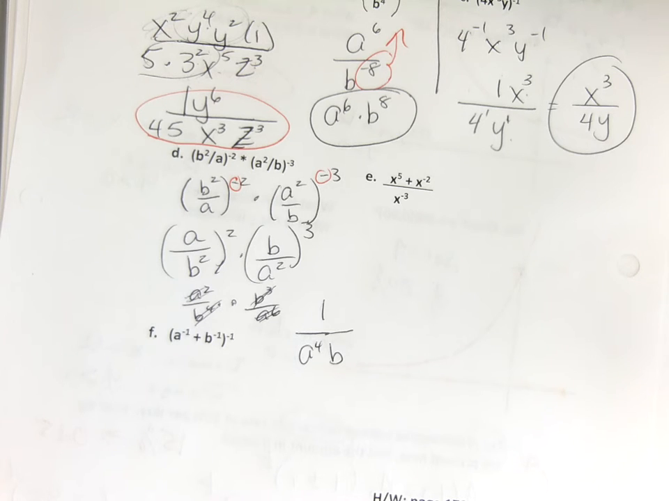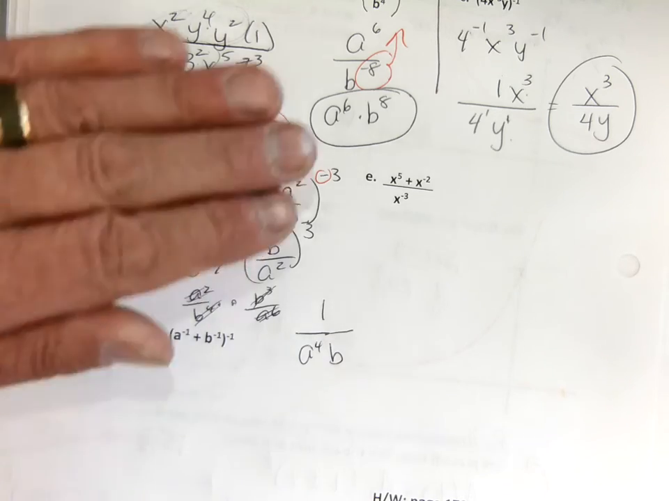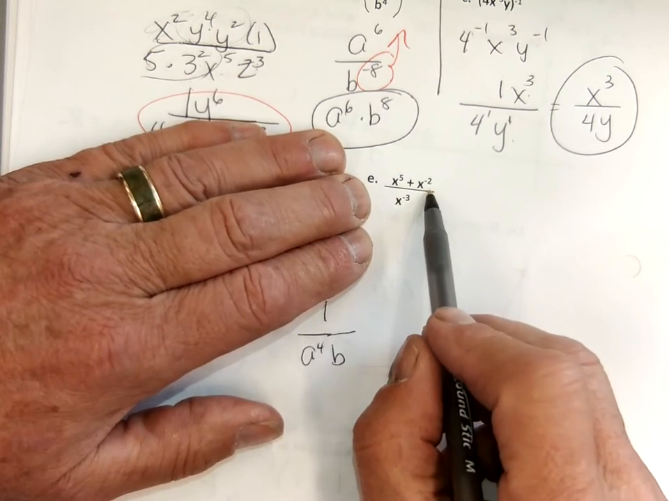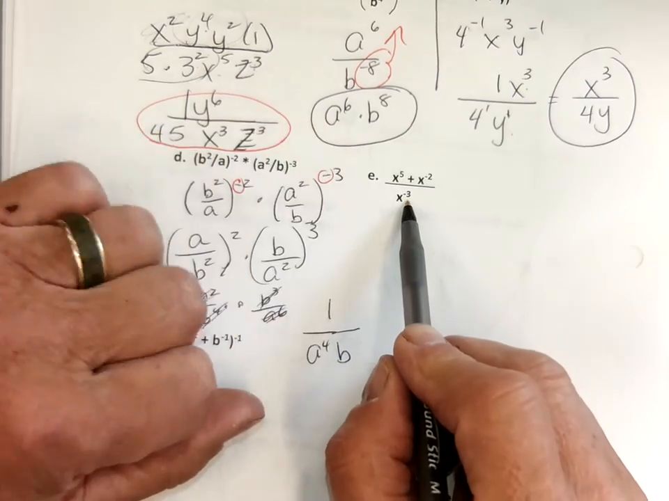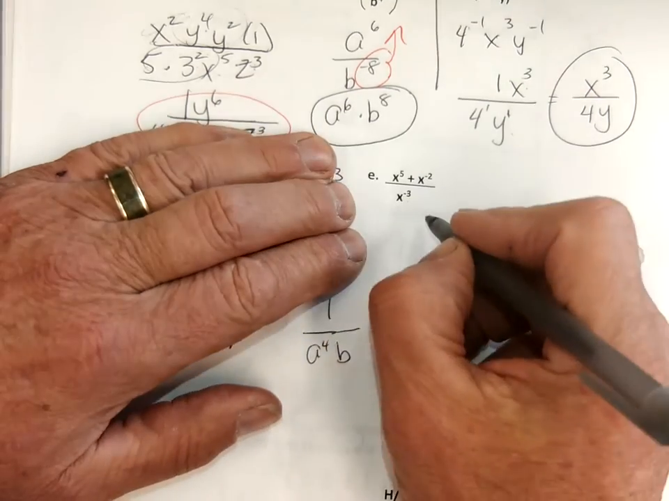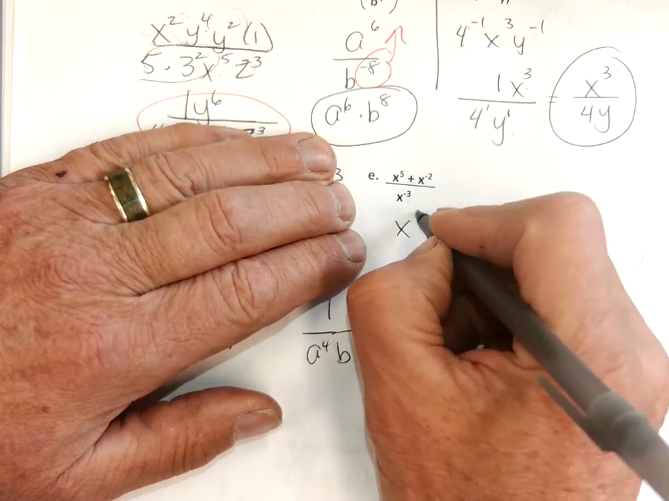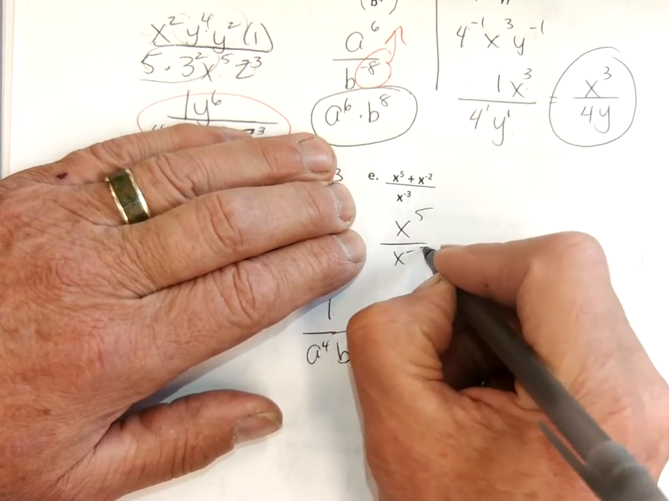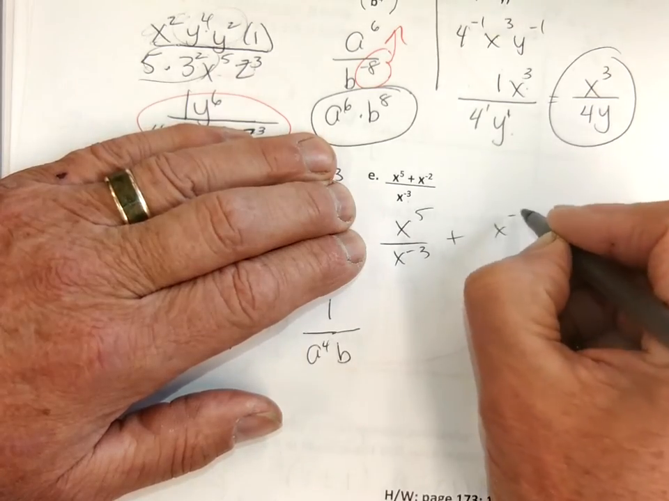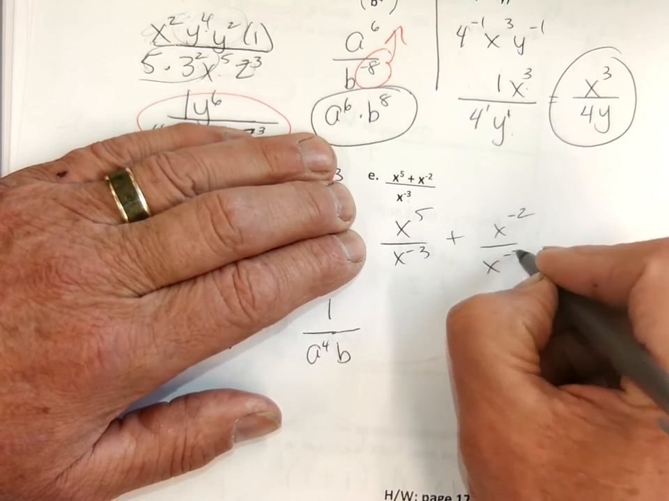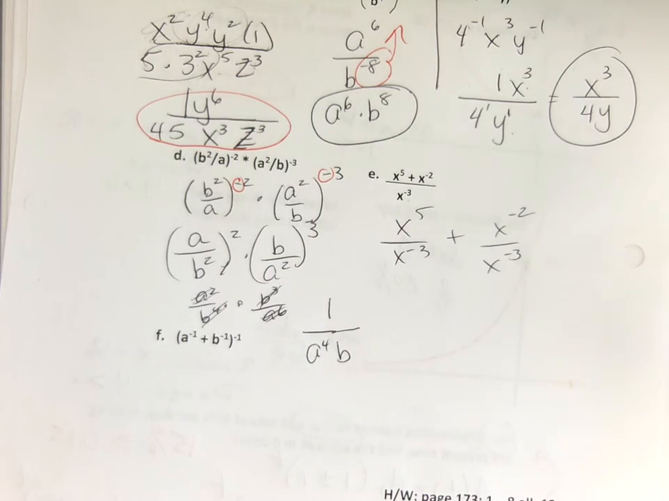Okay, good. All right, now the last 2 are a little bit different, okay? They're both x to the 5th and x to the negative 2, and they're both being divided by x to the negative 3. So I'm going to rewrite it as 2 different fractions: x to the 5th over x to the negative 3 plus x to the negative 2 over x to the negative 3. They're both being divided by x to the negative 3, so let's make them into 2 separate fractions.